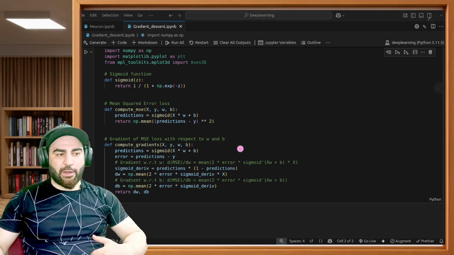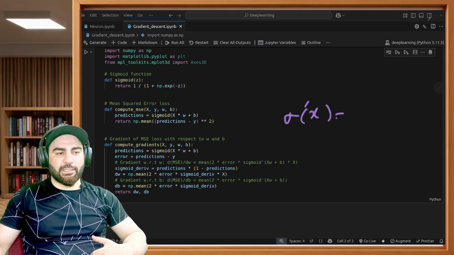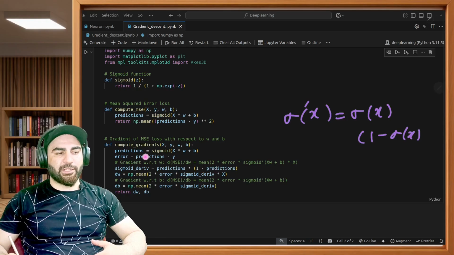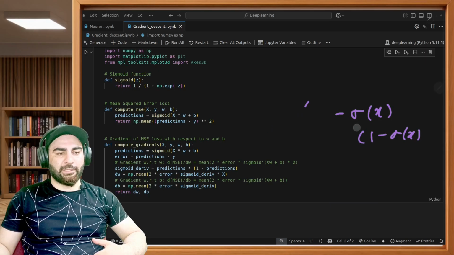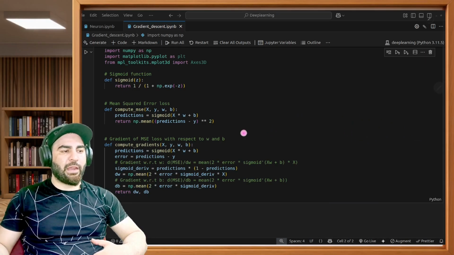Okay, so if you have to compute the derivative of sigma, if you have sigma of x, the derivative of this is sigma of x into 1 minus sigma of x. This is what the derivative over here is written as, predictions into 1 minus predictions, because predictions is your sigmoid. Okay, this is the derivative of that.